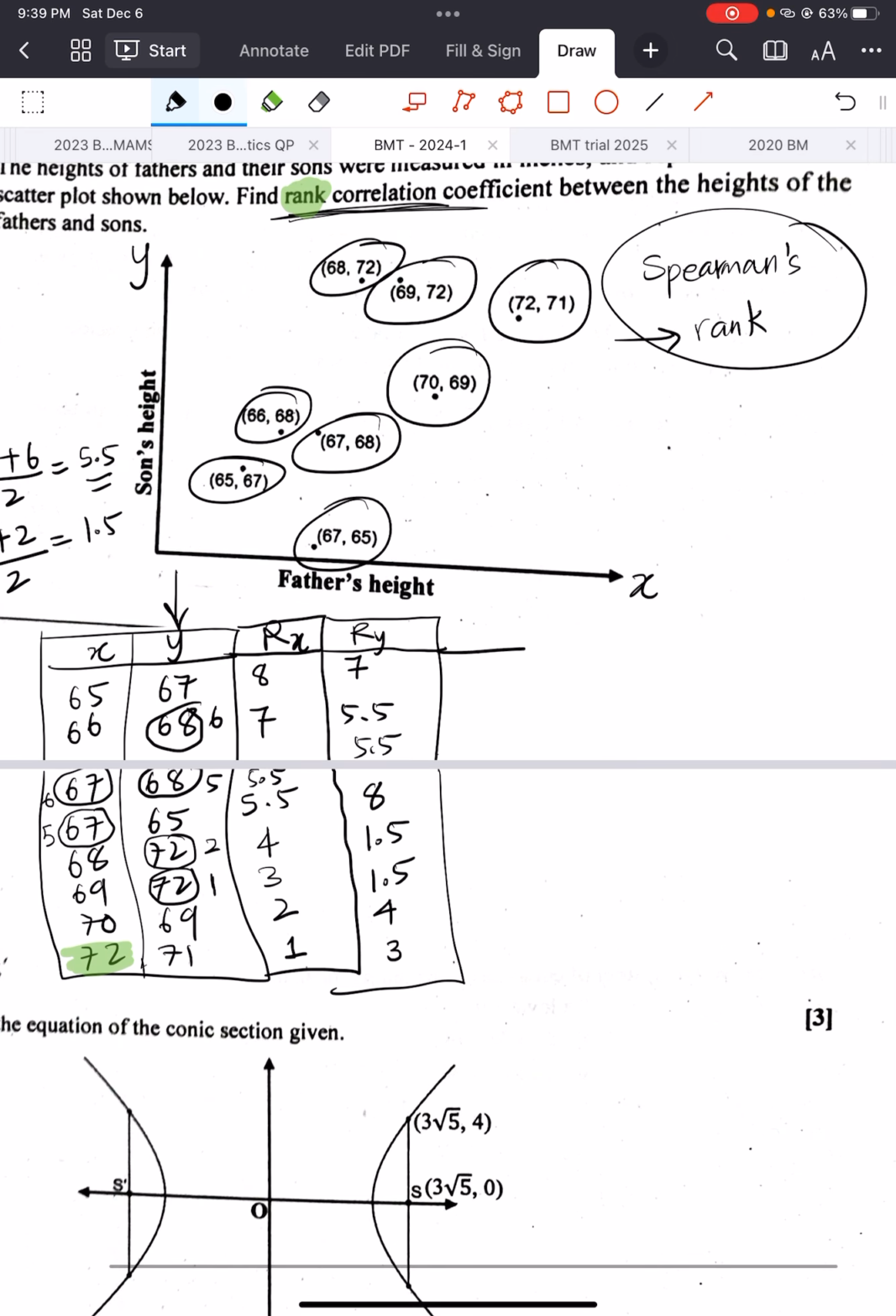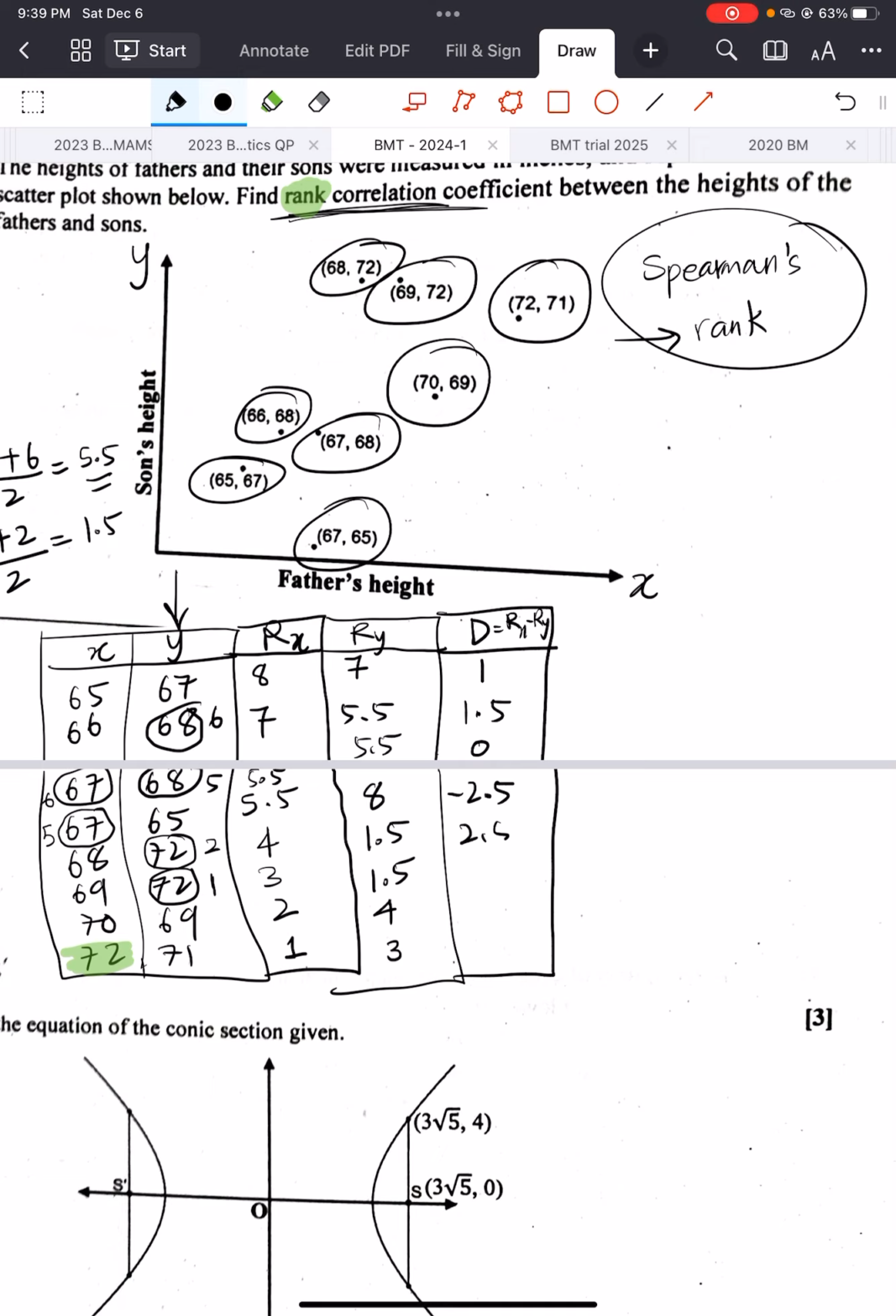Then you need to find your value D. D is the difference, so rank x minus rank y. So 8 minus 7 is 1. 7 minus 5.5 is 1.5. Then 5.5 minus 5.5 is 0. 5.5 minus 8 is negative 2.5. So that's how you need to subtract.